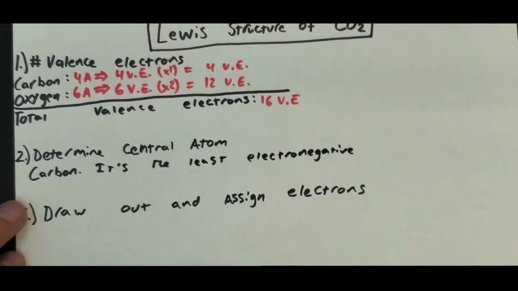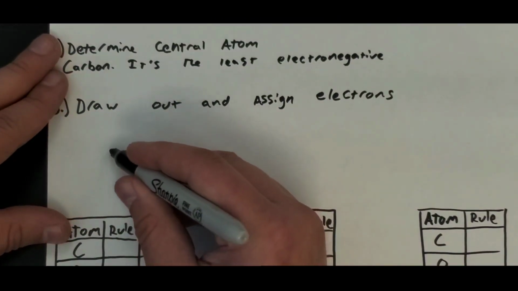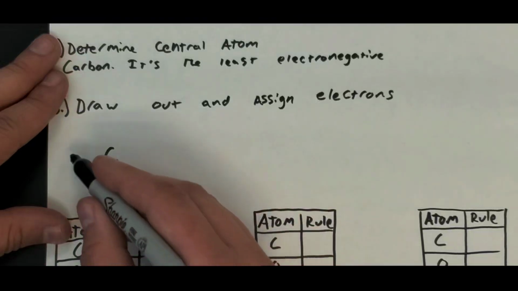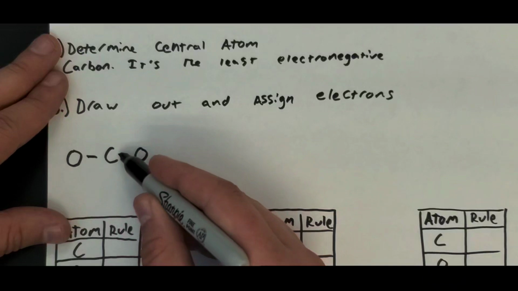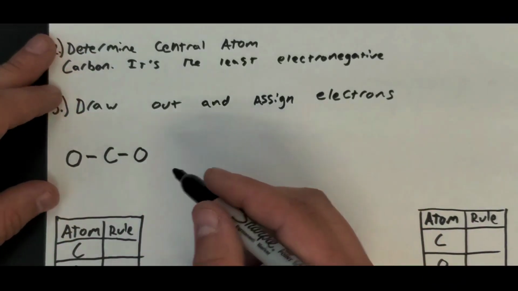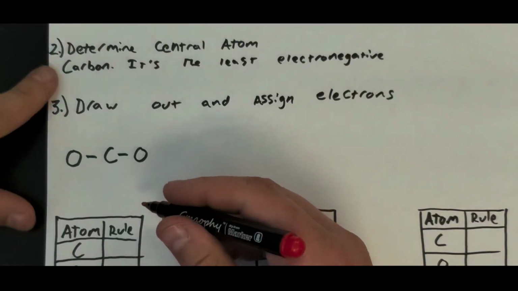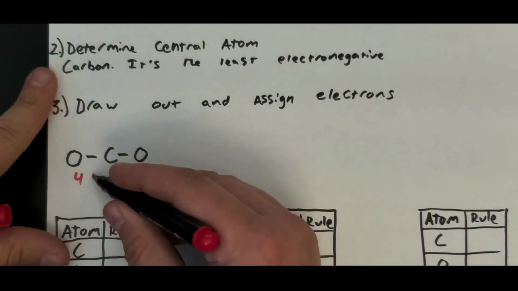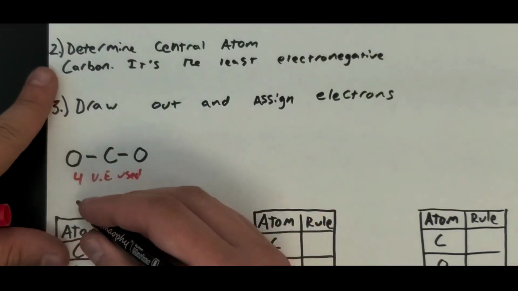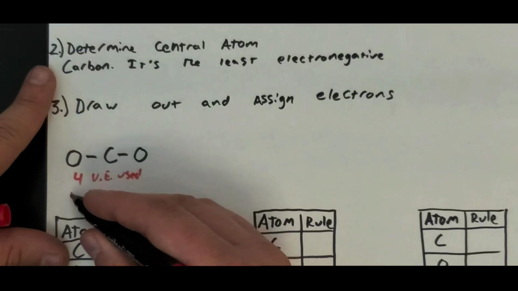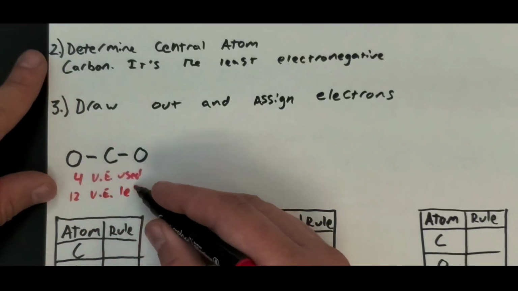All right, so with this in mind, let's draw this out. So carbon is the central atom, and we have 2 oxygens. We'll just draw one bond between both of those. And let's count up how many electrons we've used. It's going to be 4 valence electrons used. And so we have 12 valence electrons left.